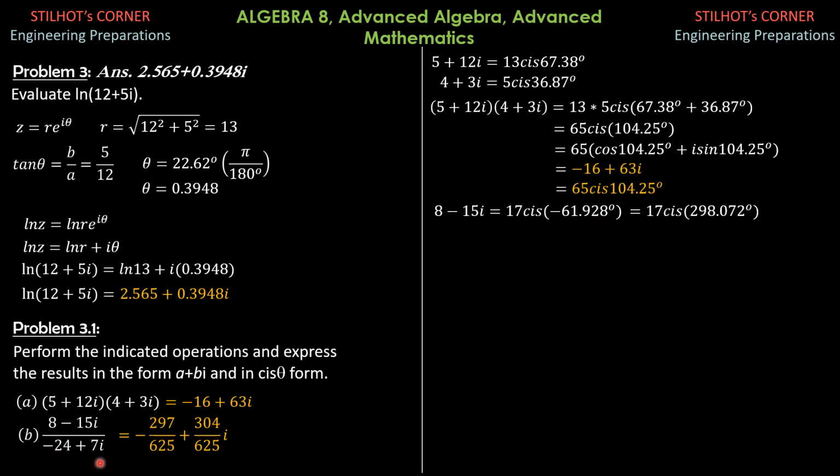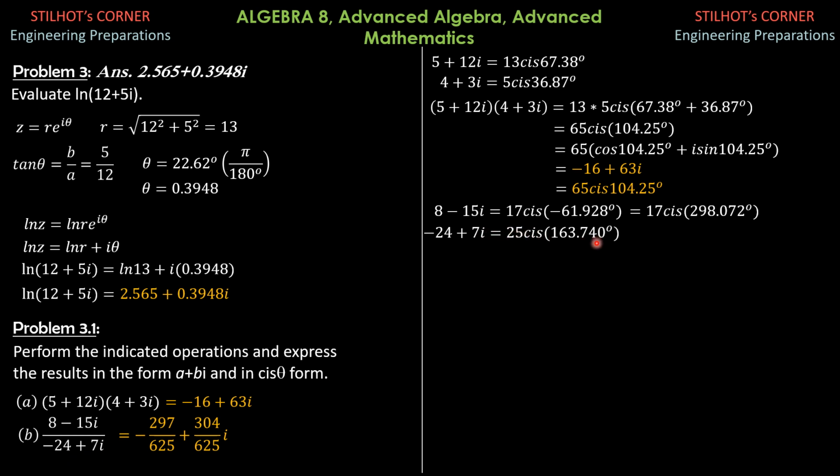Likewise, negative 24 plus 7i is in the second quadrant, but if you rely on your calculator, inverse tangent of 7 over negative 24, your calculator will display an angle in the fourth quadrant. So it's wrong. It should be in the second quadrant rather. That angle therefore is 180 degrees plus that negative value displayed in your calculator. So r for this complex number is 25. Square root of 24 squared plus 7 squared is 25.